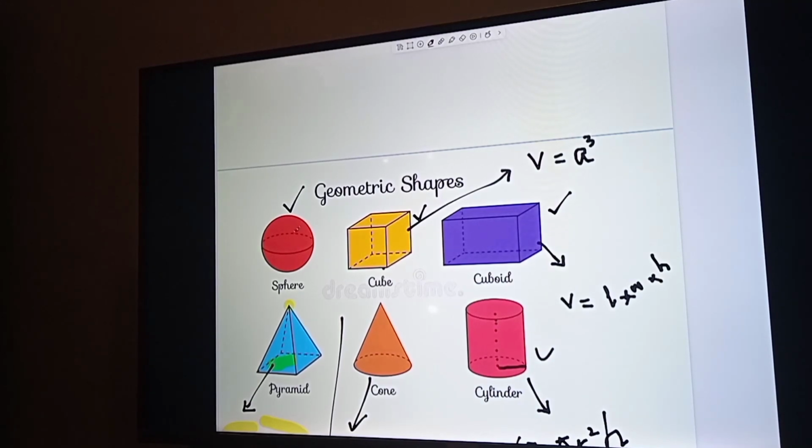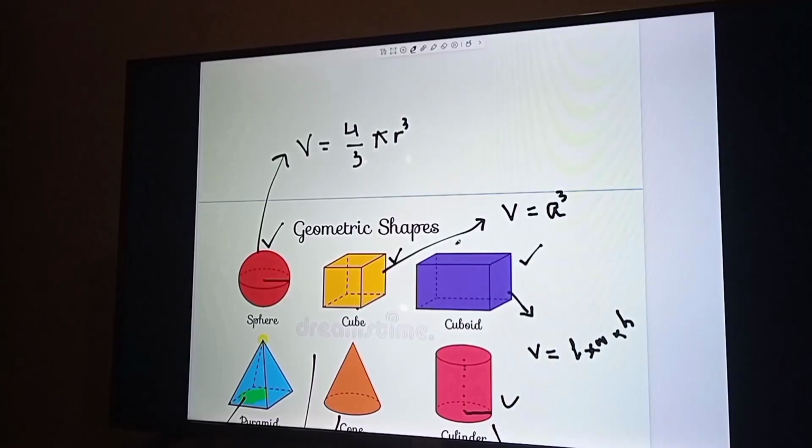So the formula for the volume calculation of the sphere is equal to 4 divided by 3 pi r cube.